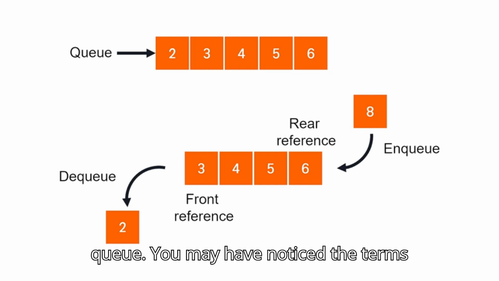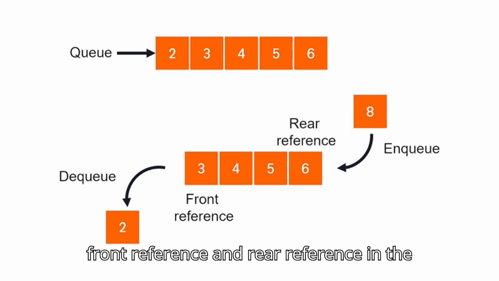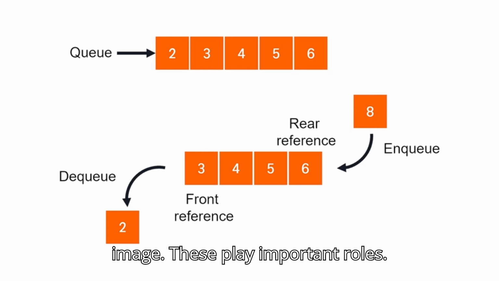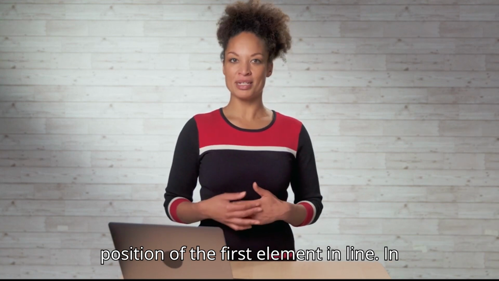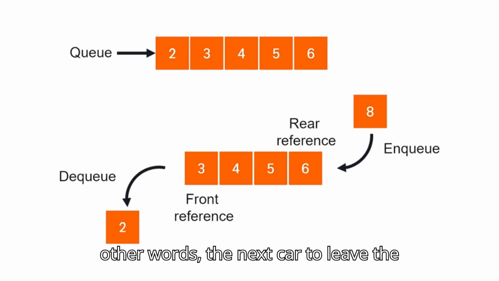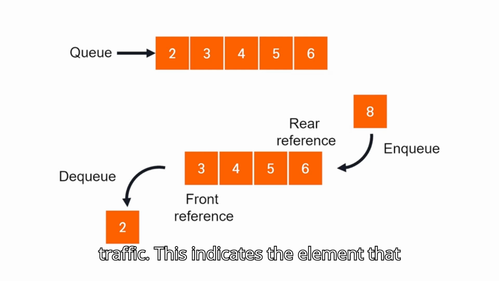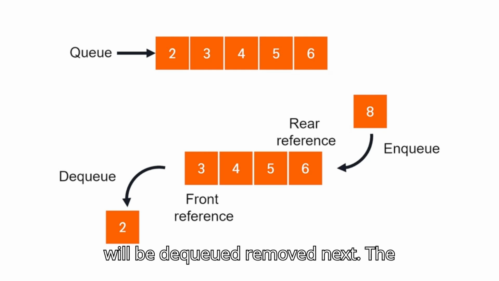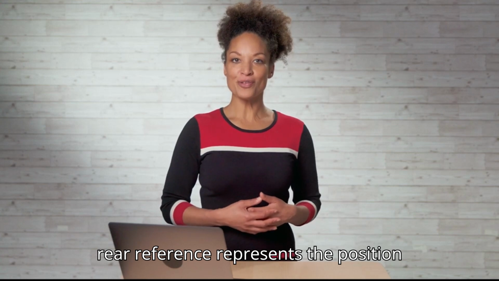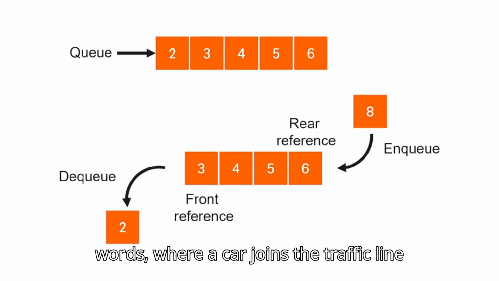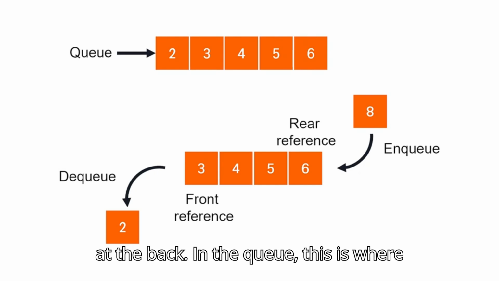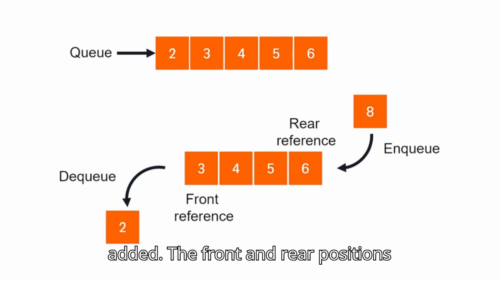You may have noticed the terms front reference and rear reference in the image. These play important roles. The front reference indicates the position of the first element in line, in other words, the next car to leave the traffic. This indicates the element that will be dequeued, removed, next. The rear reference represents the position where the next element joins, in other words, where a car joins the traffic line at the back. In the queue, this is where the next element will be enqueued or added.